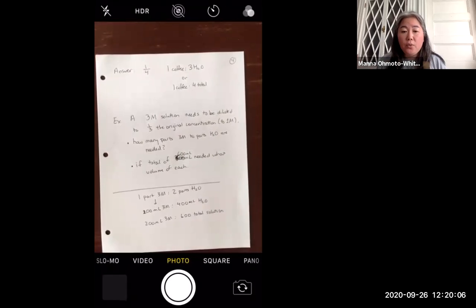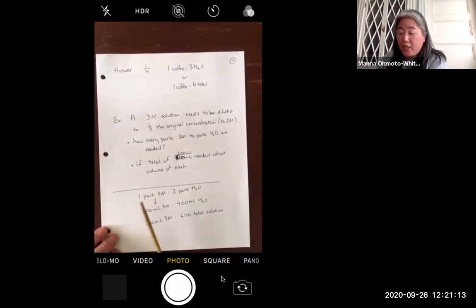Another example using the math that we have: if I have a 3 molar solution that needs to be diluted to 1/3 of the original concentration, how many parts of 3 molar solution and how many parts of water am I going to need? And if I want to have a total of 600 milliliters, how much volume of each do I need? So the first part, if I want to do a 1/3 dilution, I need to do a 1 to 2 ratio.